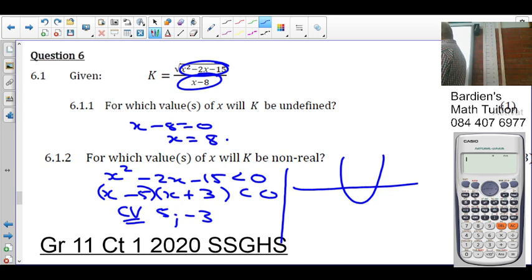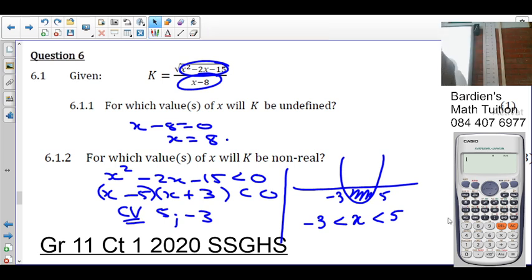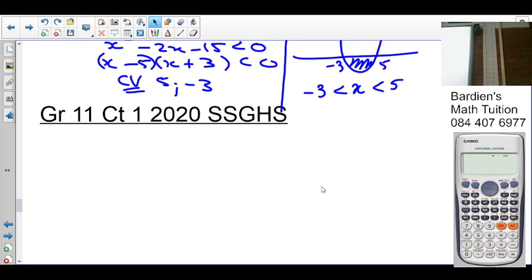The graph is smiling, you've got negative 3 and 5. Is it below or above the line? Below. Continuous or breaking the solution? Continuous. So the inequality will be together. So x has to be greater than negative 3, but less than 5. x has to be greater than negative 3, but less than 5.